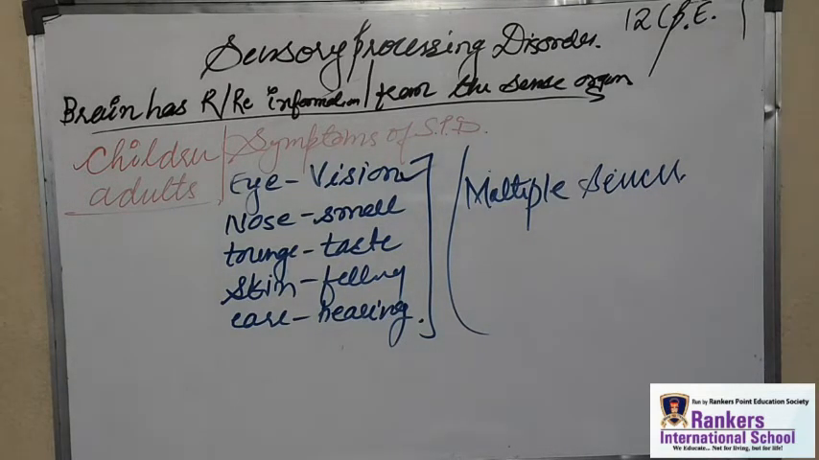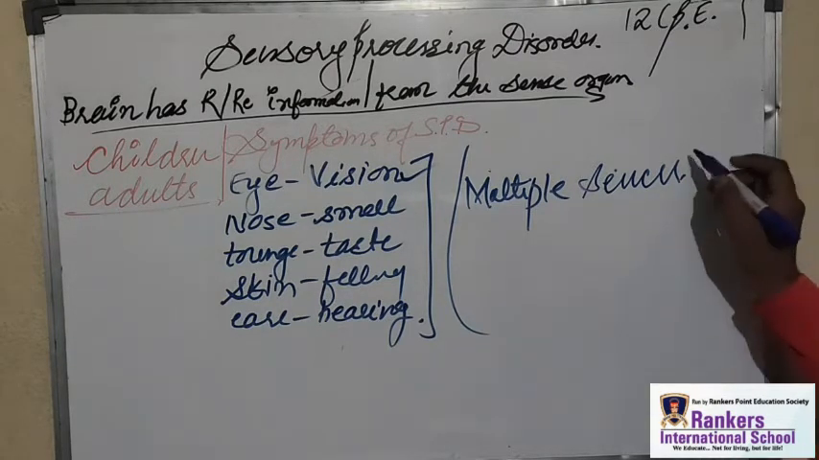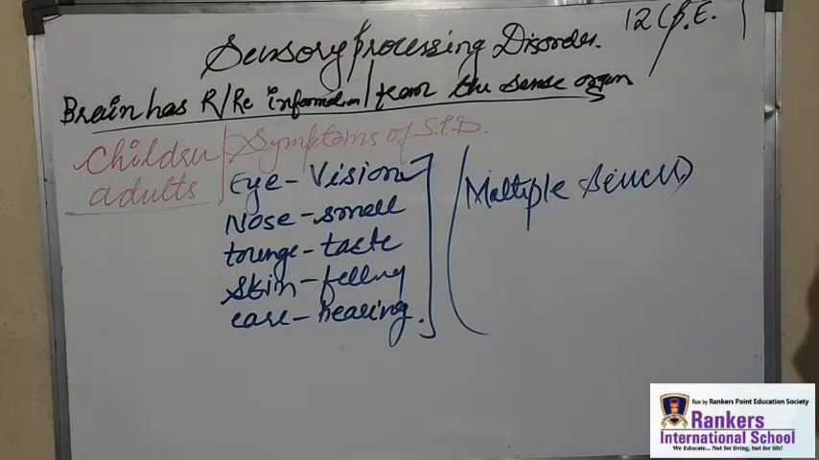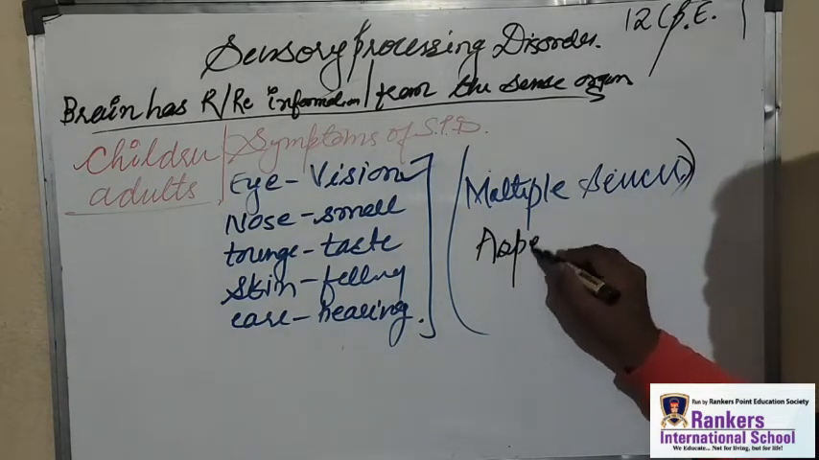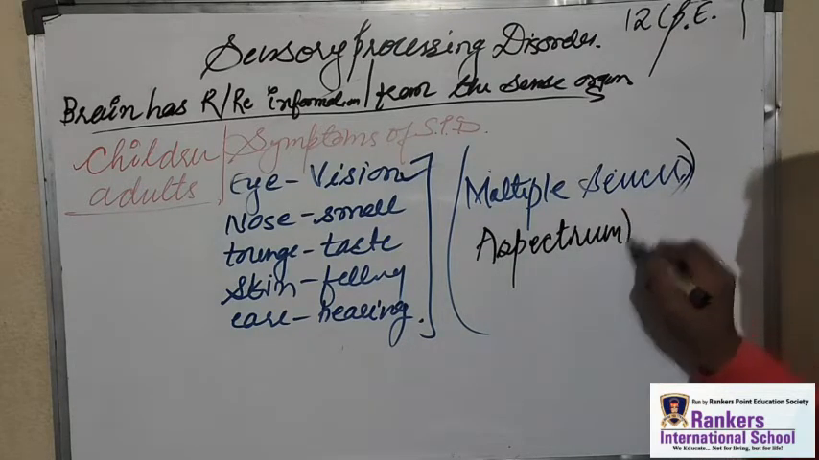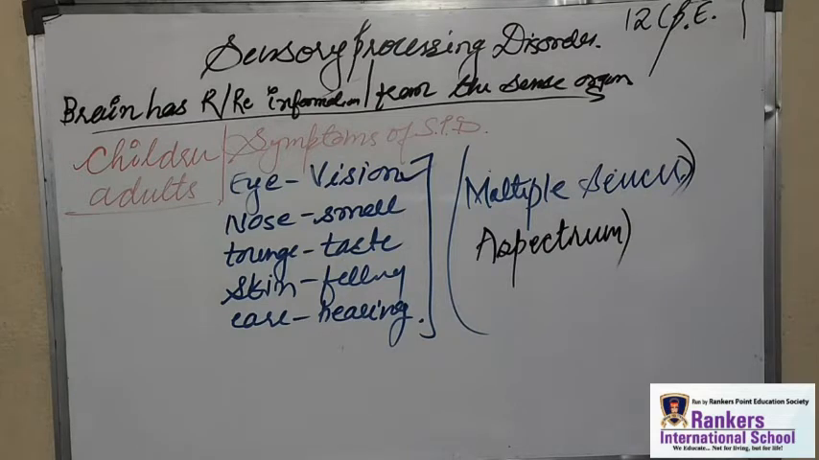So here we understand that all people can be over and under responsive to things, and they have difficulty. Like many disorders, the symptoms of sensory processing disorder exist on a spectrum. So when the word multiple comes, we should understand it is a spectrum. If a group of developmental disorders occur, we call it a spectrum. In the next lecture, we'll definitely learn about the spectrum in detail.